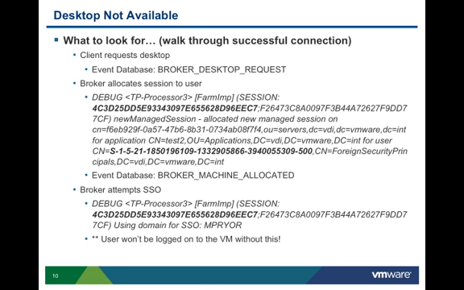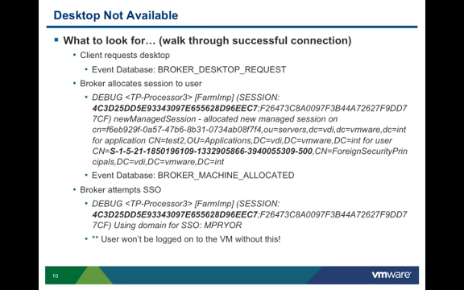Here the connection broker is attempting to allocate a specific virtual machine. Once it's done so, it will also place this in the event database with the broker machine allocated message. So once the user has been allocated a session, the connection broker will then attempt to sign on to that particular virtual desktop on behalf of the user.